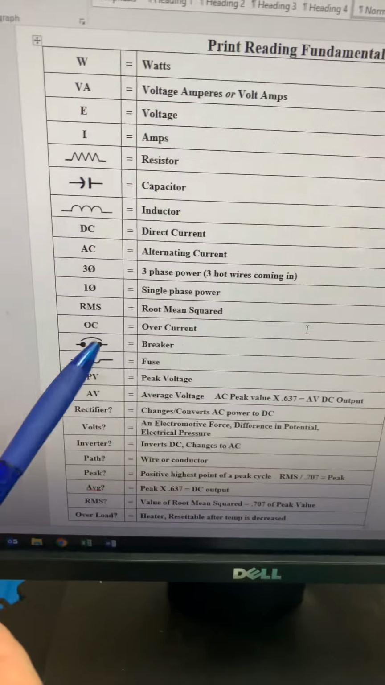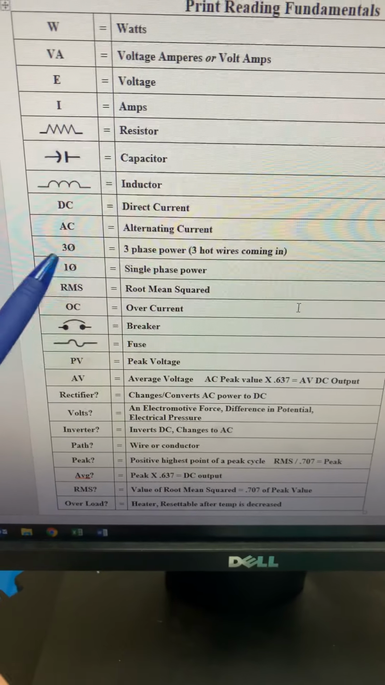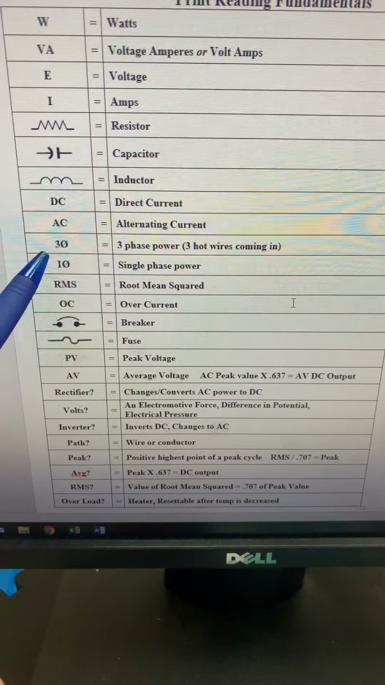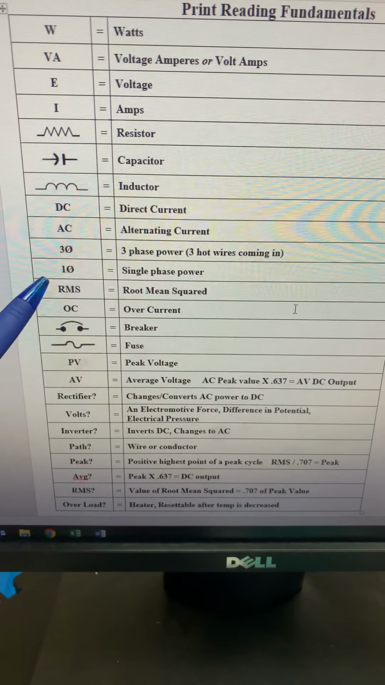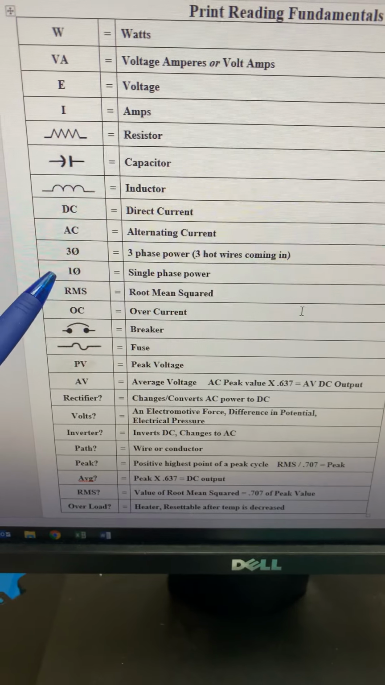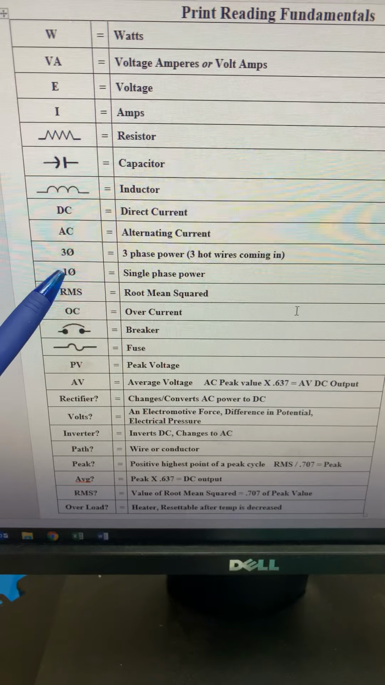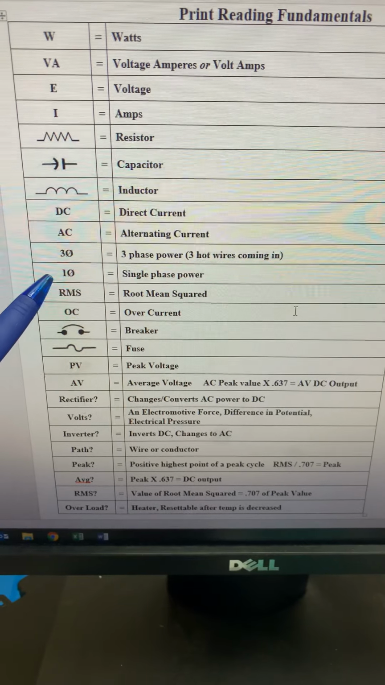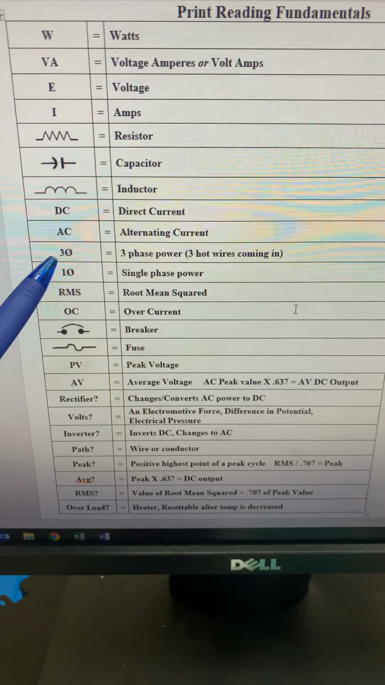The next one is a 3-0 with a slash through it. That's three-phase power. That means you got 3 hot wires coming into the system. The next one's a single phase. Now, a lot of people get confused, but a single phase does not mean it just has 1 hot wire. It can be hot wire and a neutral, or 2 hot wires and still single phase. 3-phase has 3 hot wires and still can have a neutral.